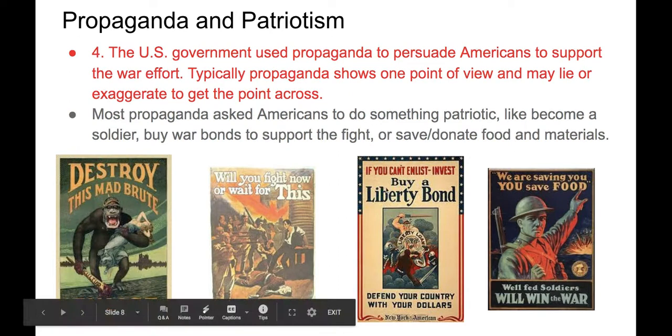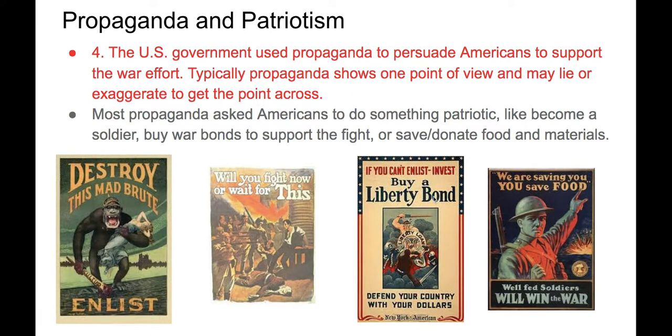Third one, if you can't enlist, invest. Buy a Liberty bond. Defend your country with your dollars. Okay? So maybe you can't join the army. Maybe you're a woman. Maybe you're too young. Maybe you have health issues. Whatever your case might be, if you can't enlist and fight in the army, you can invest your money.